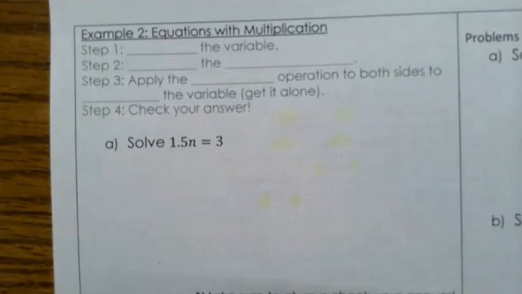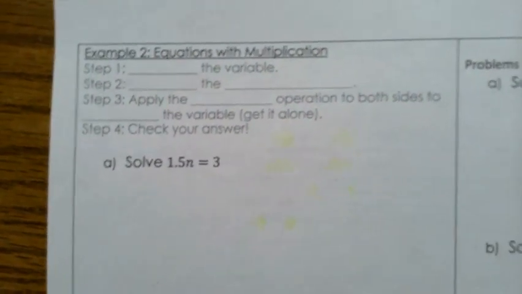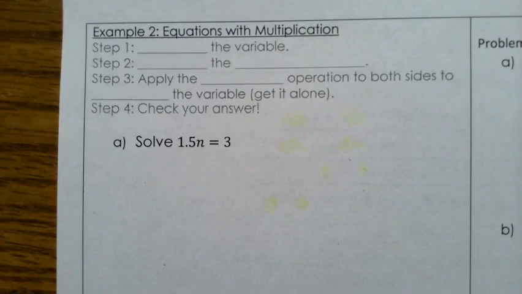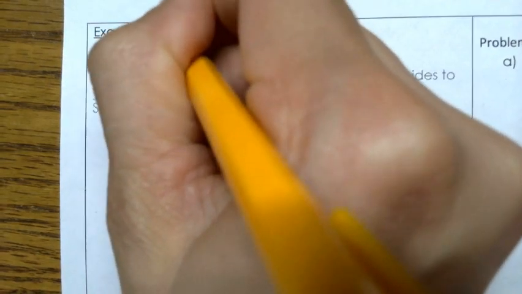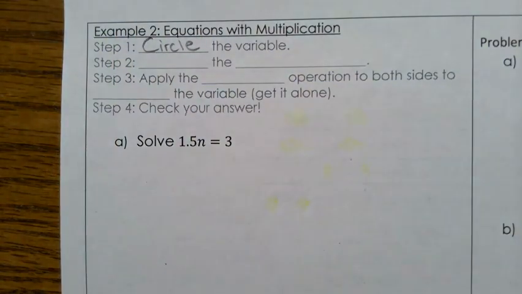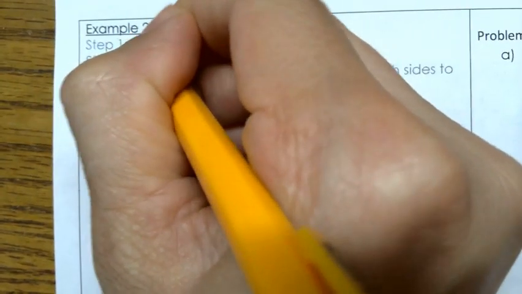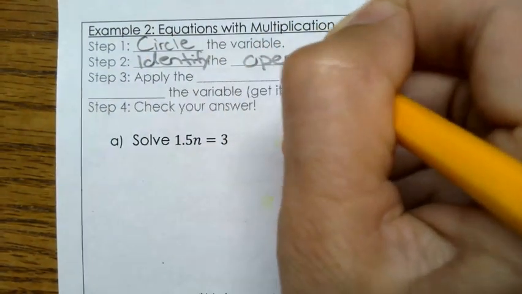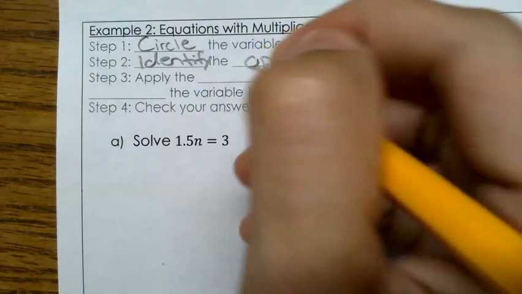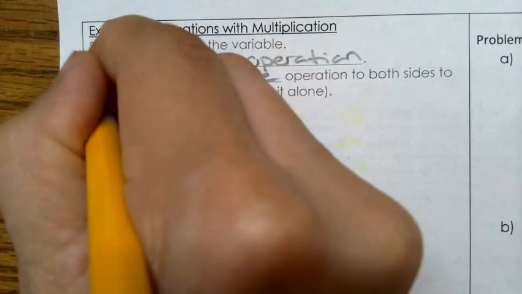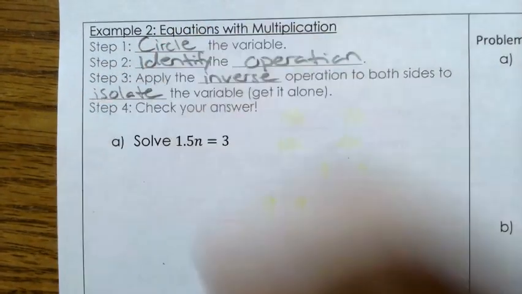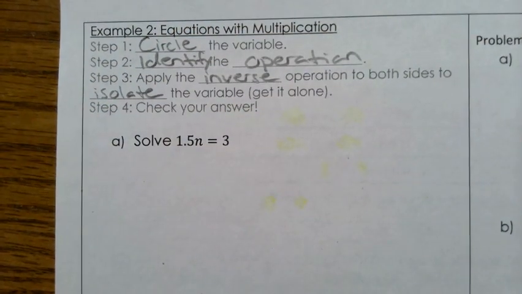Okay, moving on to the back side. Equations of multiplication. So we're going to follow the exact same steps. There is one type of problem that you may come across that looks scary, but really it's not too bad. So I want to make sure we cover that. So we circle the variable, we identify the operation, and we apply the inverse or opposite operation to both sides to isolate the variable, get it alone. And then you check your answer.